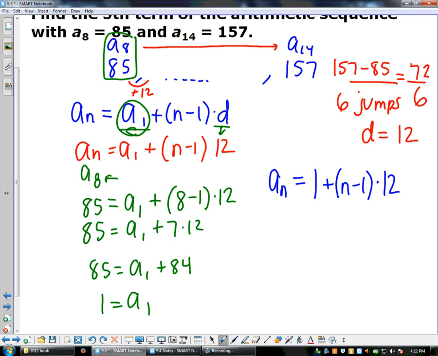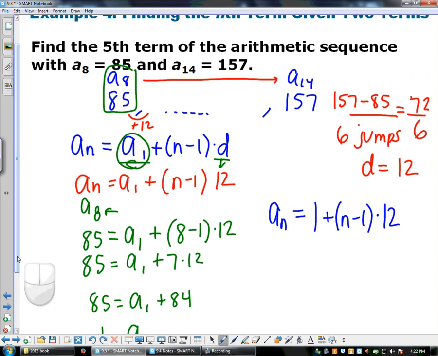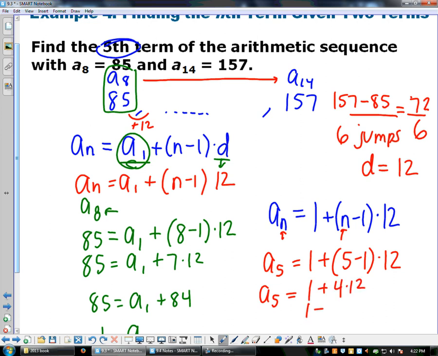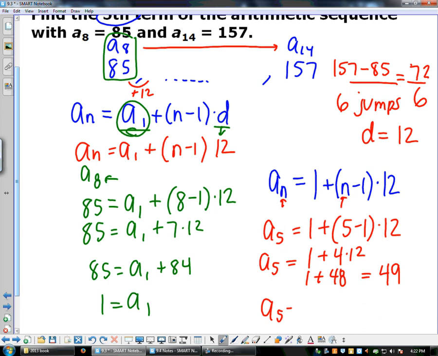So now we can finally answer the question they were looking for, which is, what is the fifth term of this arithmetic sequence? So I'm going to plug in 5 for my n value. A sub 5 is equal to 1 plus 5 minus 1 times 12. So a sub 5, the fifth term, is equal to 1 plus 4 times 12, or 1 plus 48. So my fifth term is equal to 49. Again, it took a couple steps, but we were able to derive it based on the information we were given.